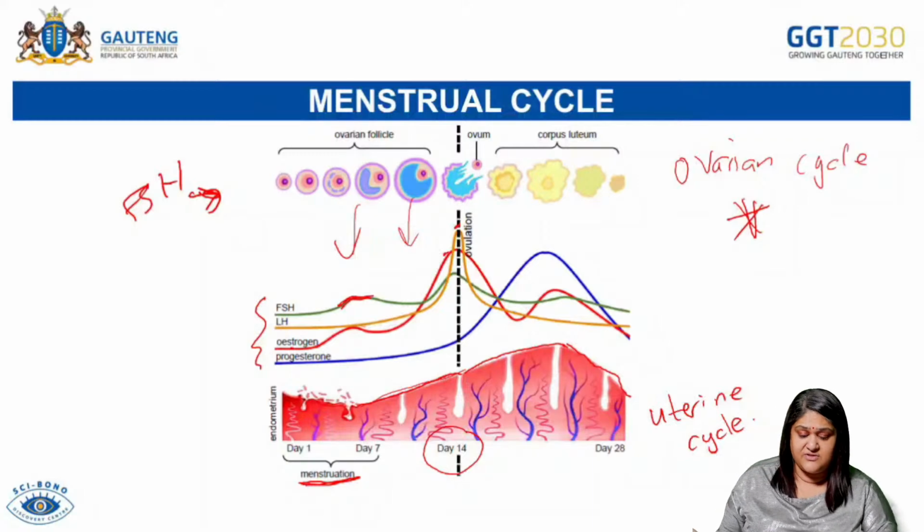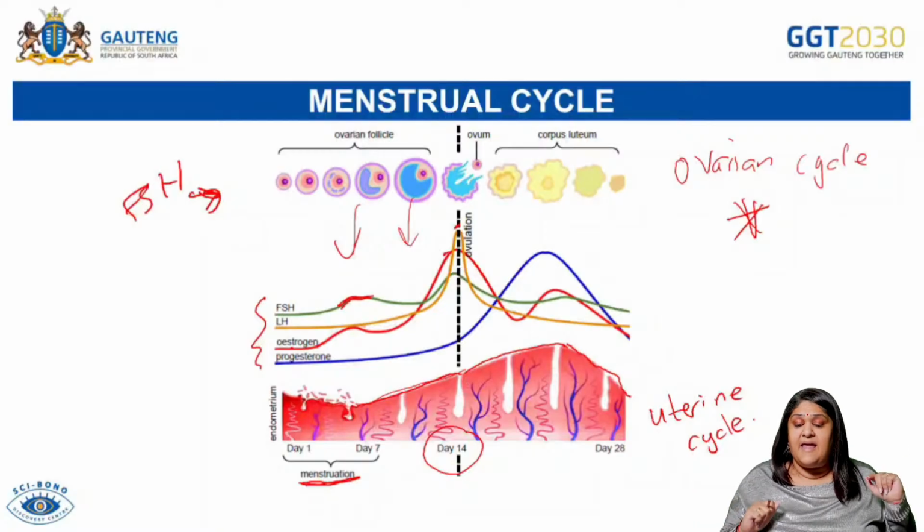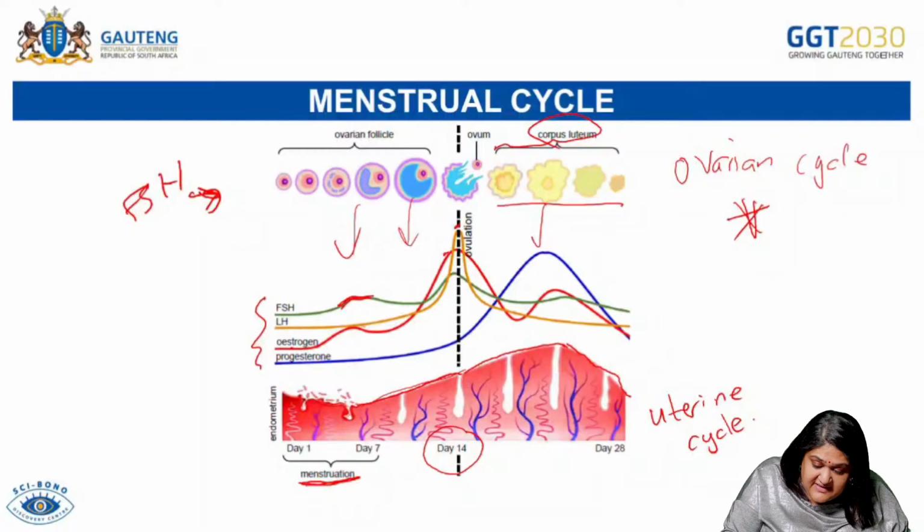Now the LH is going to decrease a bit. The estrogen is going to decrease a bit because now this Graafian follicle is empty. Then LH is still going to be working to convert that empty Graafian follicle into a corpus luteum. This is the corpus luteum over here. And that corpus luteum is going to secrete the progesterone.